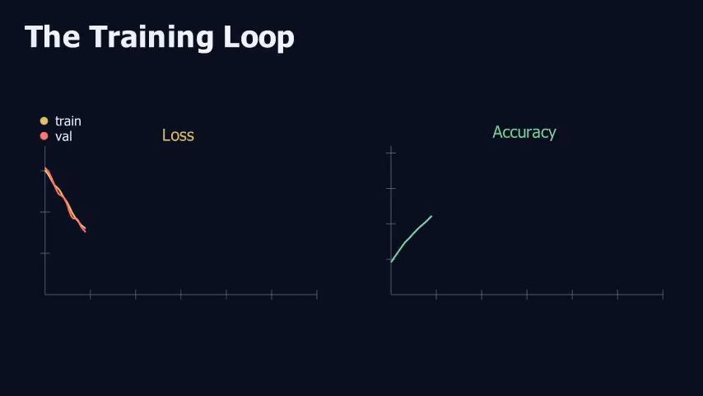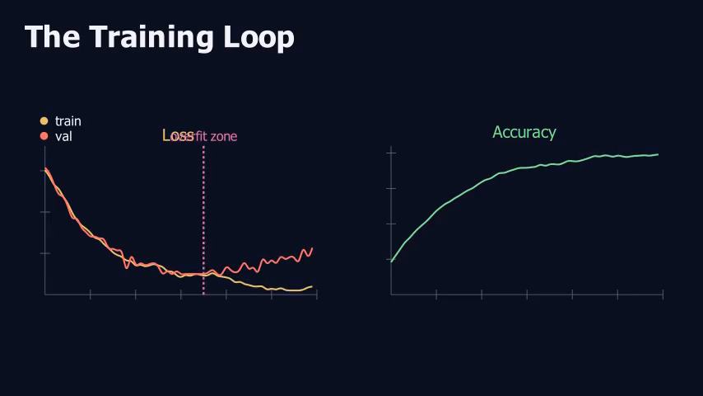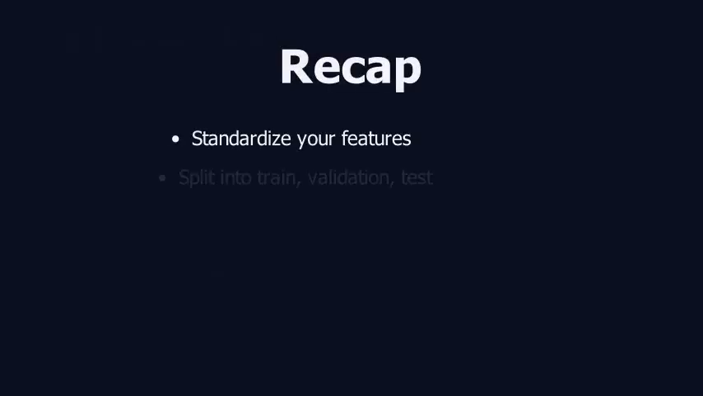Forward pass, compute the loss. Backward pass, update the weights. Then repeat, batch after batch, epoch after epoch. Watch 2 curves come alive. Loss falls. Accuracy climbs. If the validation curve starts pulling away from the training curve, we are overfitting and it is time to stop. That is real-world training.